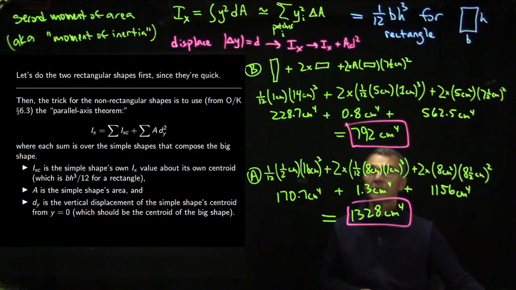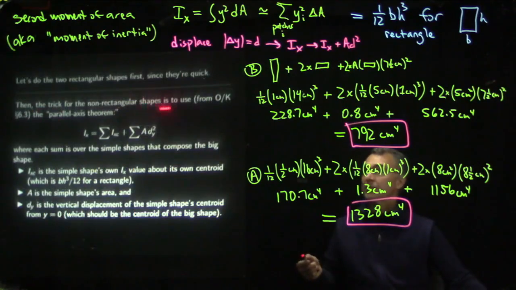We were just given the formula 1/12 bh cubed, which I'll show you in a moment how to derive with calculus. Then the trick for the non-rectangular shapes was to use, and this is in Onouye Kane section 6.3, the parallel axis theorem, which says you take the shape as if its centroid were at y equals 0, and then you add to it its area times the square of its displacement from the x-axis. And each one of these sums is over the simple shapes that compose the big shape. So we have bh cubed over 12 for each rectangle, and then you take each area times its vertical displacement squared. And you saw me do that.